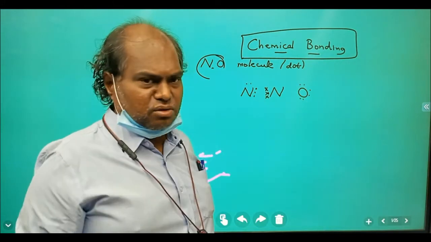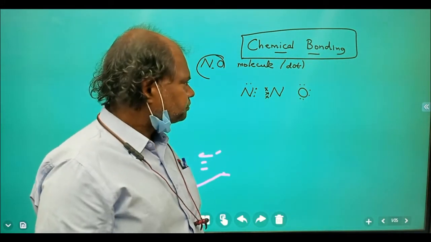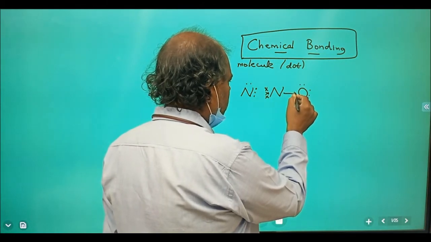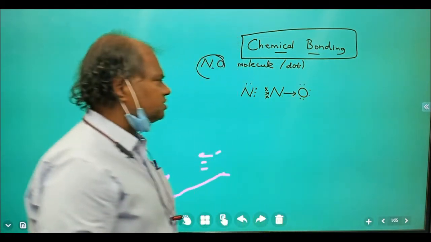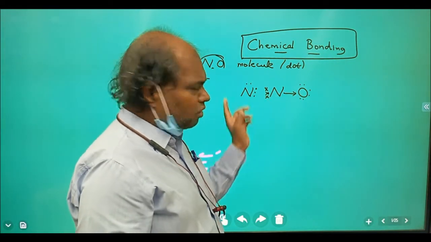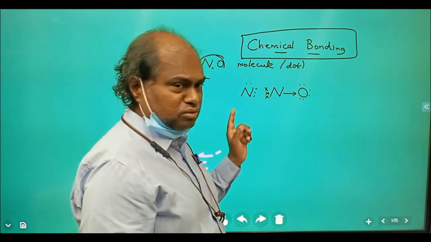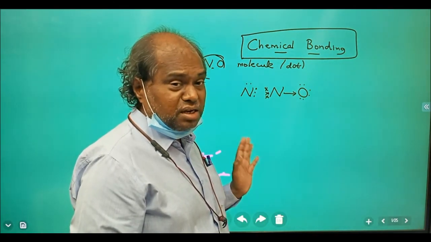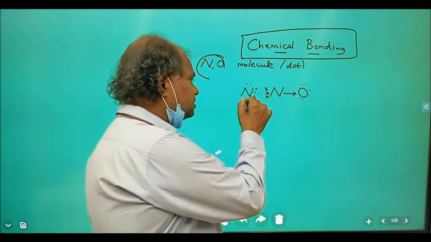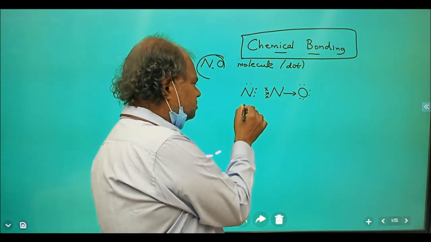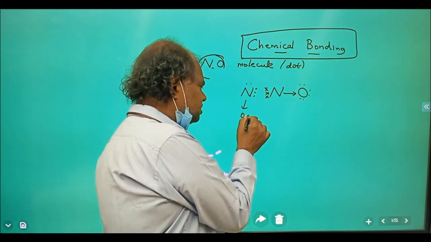Oxygen has got 6 valence electrons. Now just look at this diagram. What you should do when you are drawing this dot diagram, as we have explained in theory also, is that you should not have more than 8. Now just check this nitrogen atom. Does it have more than 8? 6 plus 2, 8. So here you see the octet is complete, right?